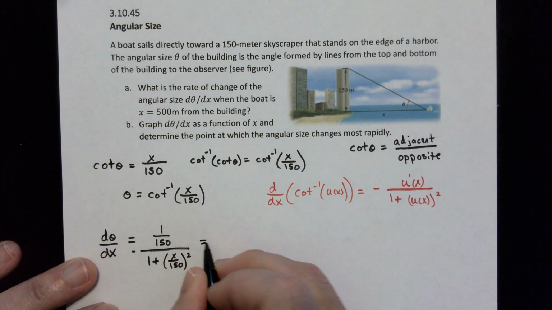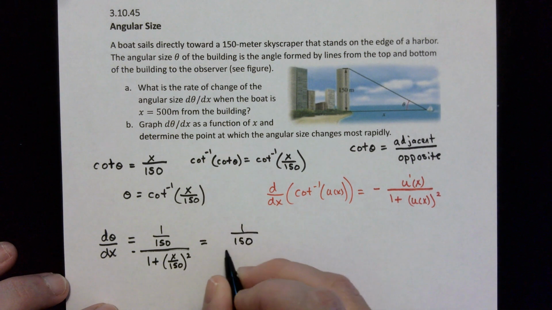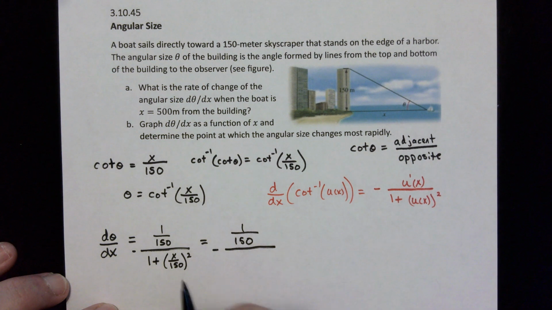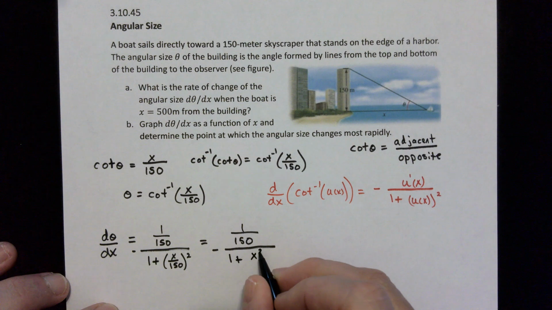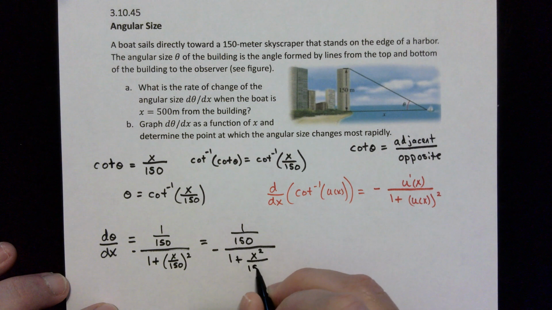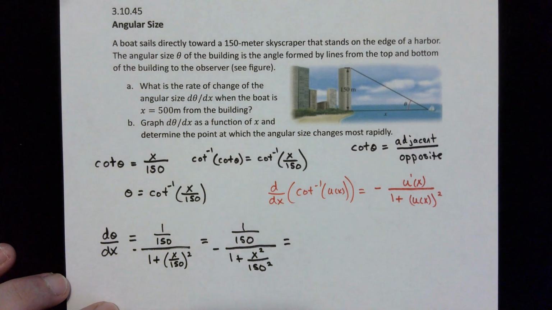squared. Okay, we need to clean this up a little bit. Okay, I will leave the top alone for now. I'm going to clean up the bottom. Okay, so let's go ahead and square that out. So it'd be 1 plus x squared over 150 squared. Okay, and then I'm going to combine these two down here.